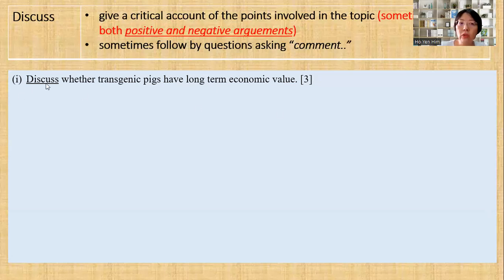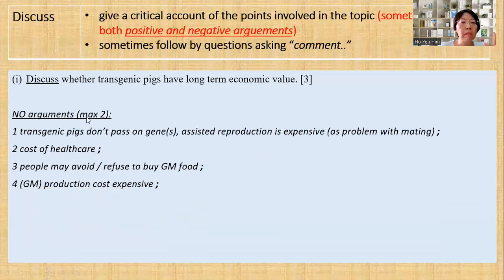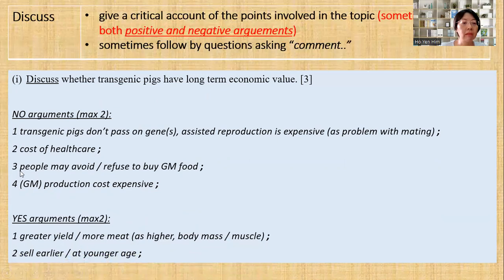So the question asks a student to discuss whether transgenic pigs have long-term economic value. That means you must say yes because of what, no because of what. Yes, that means it must be advantageous for us, right? No, because it is not advantageous for us. So let's look at the answer. For the no arguments, maximum 2 marks. Can you see 3 marks? If you say everything no, no, no, you only get maximum 2 marks. You also have to talk about the yes part, the yes argument, right?